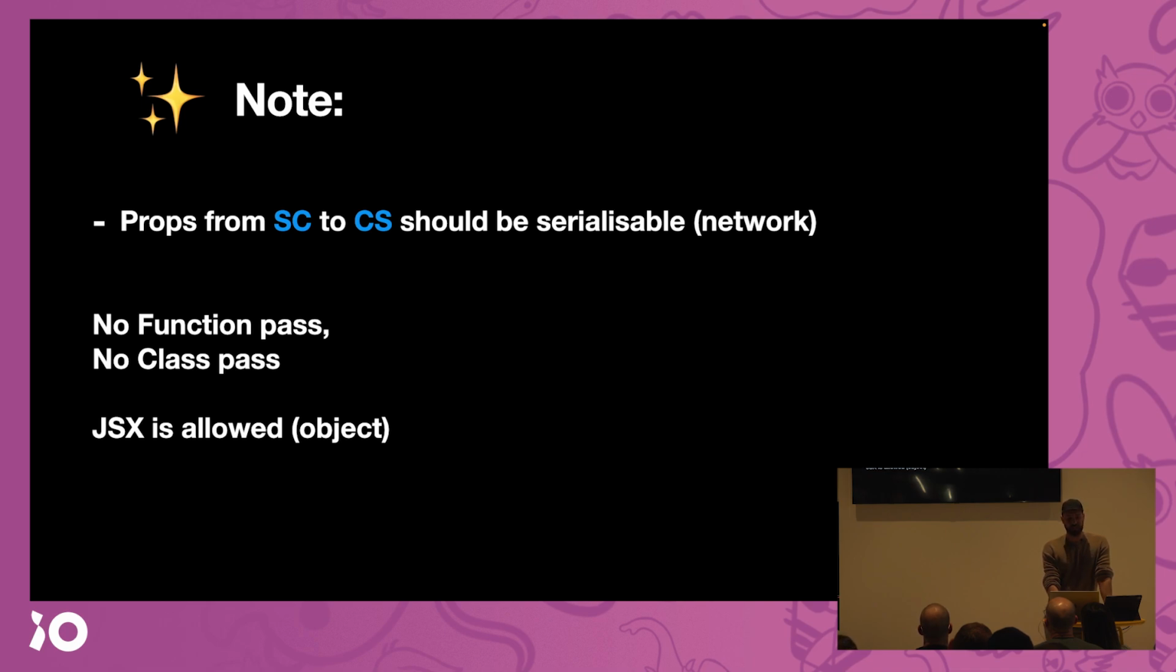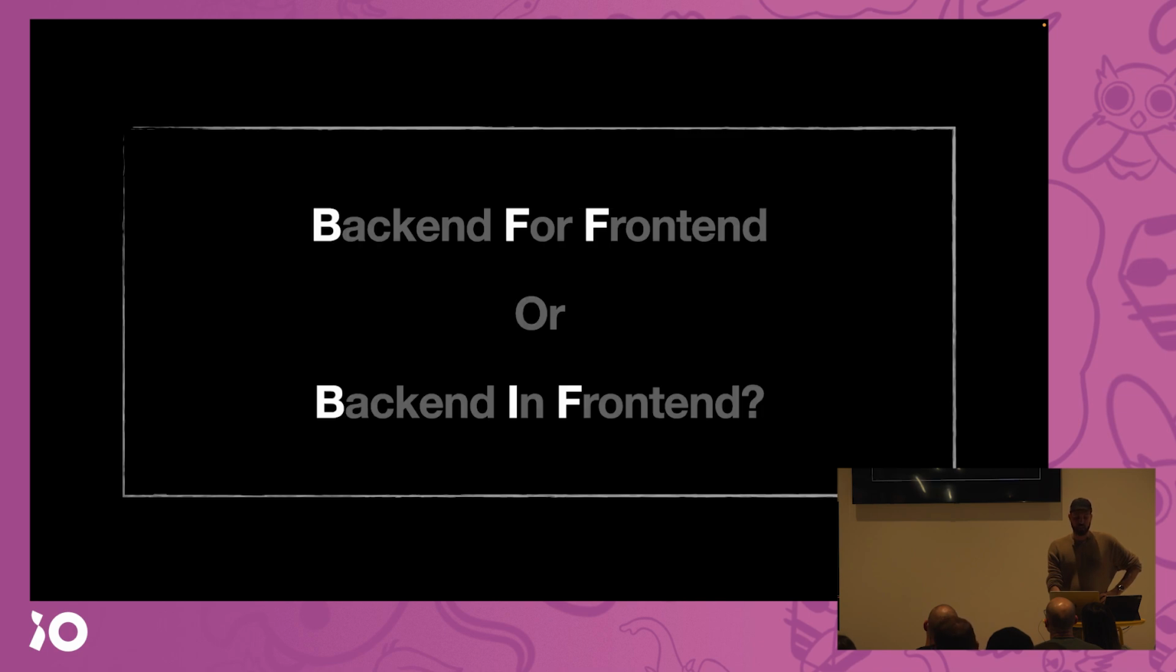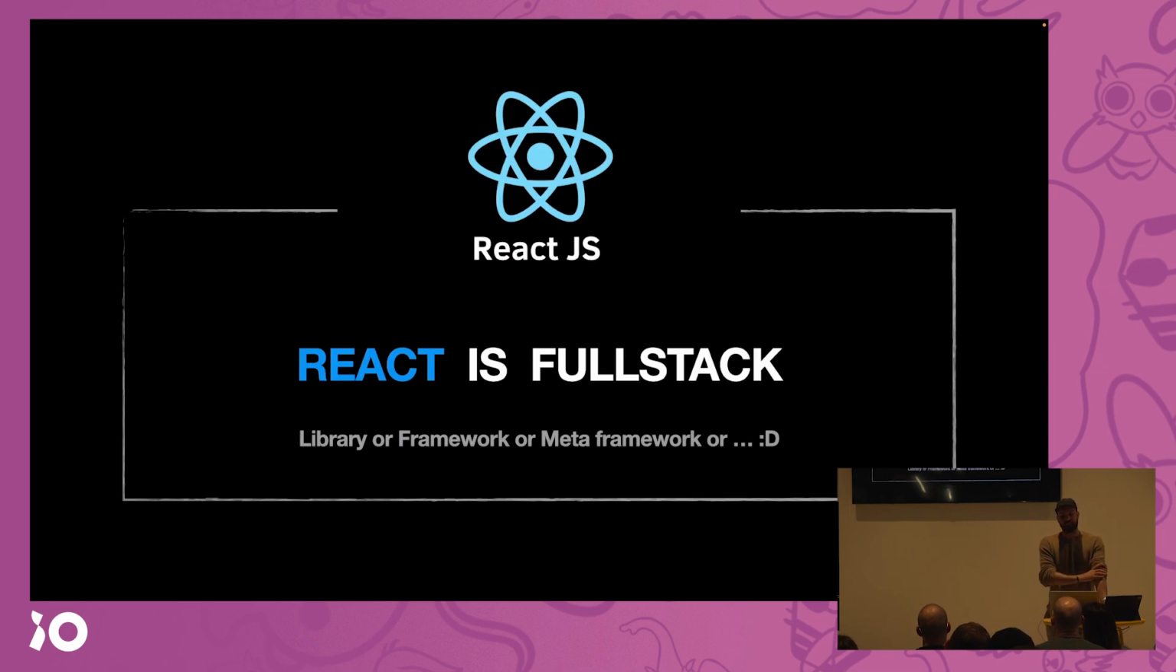If you want to pass props from a server-side component to a client-side component, it should be serializable. So you can't pass class functions and stuff. So it's backend for front-end, or you can say backend in front-end. Yes, the line between backend and front-end is going to be removed, maybe sooner or later, I don't know. So React is a full stack library, framework or meta framework or whatever you can name it. It can be used for developing our whole application without any need for a backend and other stuff.